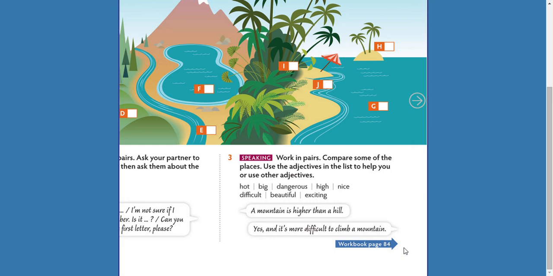Or for example, what about people? I say who is taller? Let me see. Teacher Gustavo or teacher Alan? Who is taller? Some students say teacher Gustavo is taller than teacher Alan, or teacher Alan is taller than teacher Gustavo. So there are your answers.